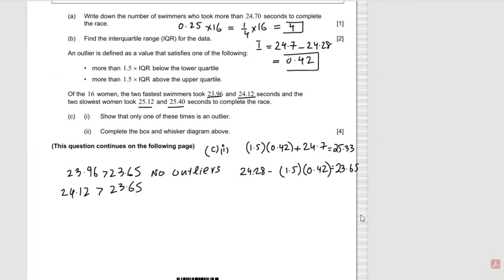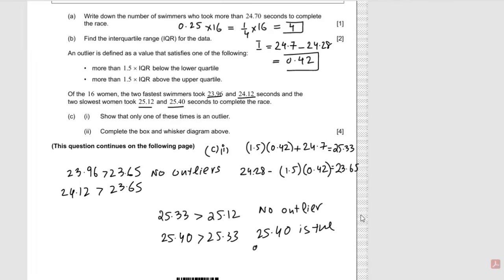If I check the next one, I've got one for the uppercase. You can see that 25.33 is greater than 25.12, so no outlier here as well. But you can see that 25.40 is greater than 25.33. So this 25.40 is the only outlier. That's the only outlier out of these 4 times.